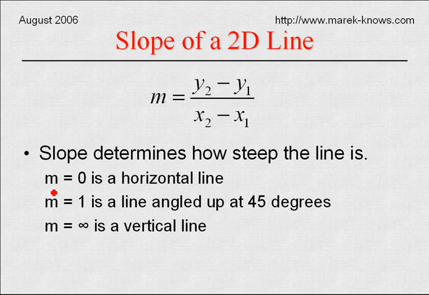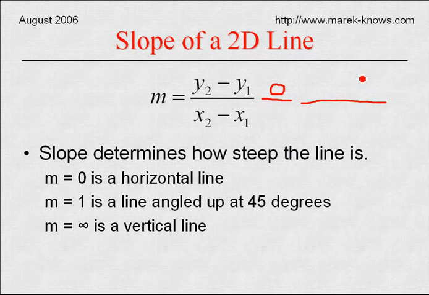So for instance, if m is equal to 0, that means we're drawing a horizontal line. So it would look like this. Now, we can see this because to have m equal to 0, the top part of this equation would have to equal 0. Well, if the top part is equal to 0, then that means there is no change in the y direction. So that means that the line has to only go horizontally.